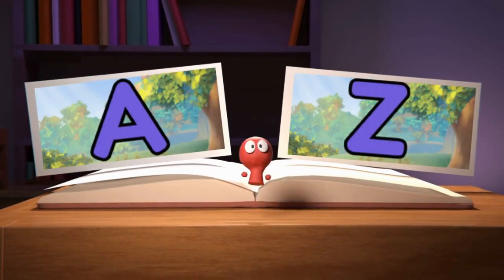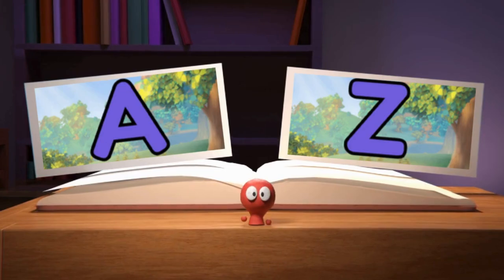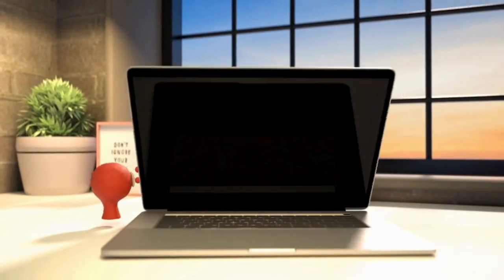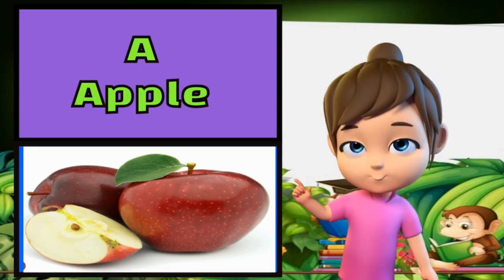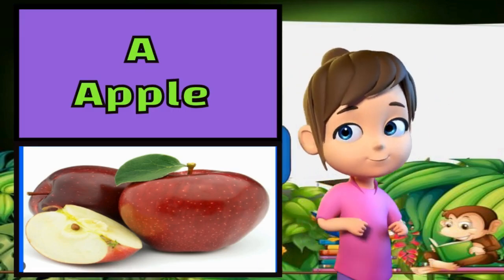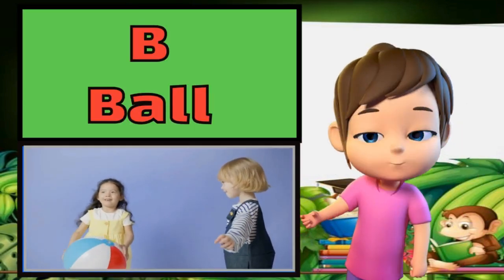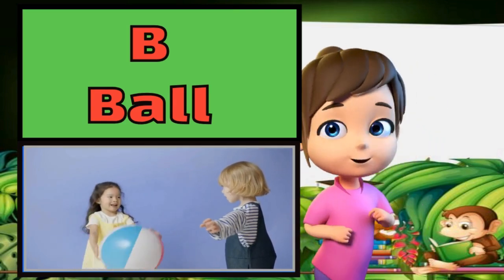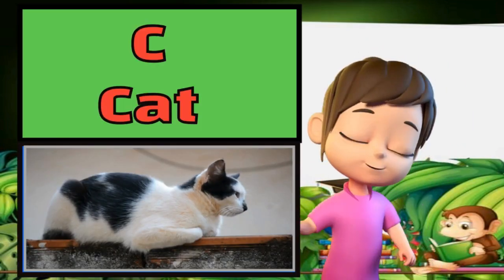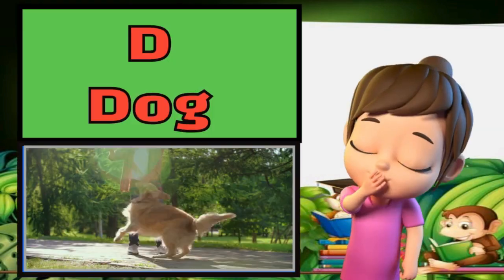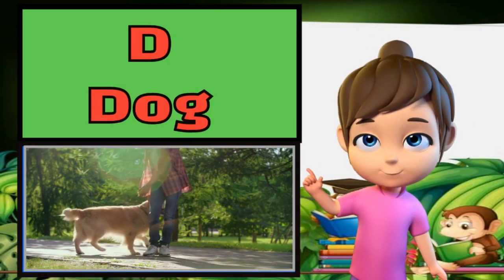Today we will learn English alphabets. A for apple, this is an apple. B for ball, this is a ball. C for cat, this is a cat. D for dog, this is a dog.